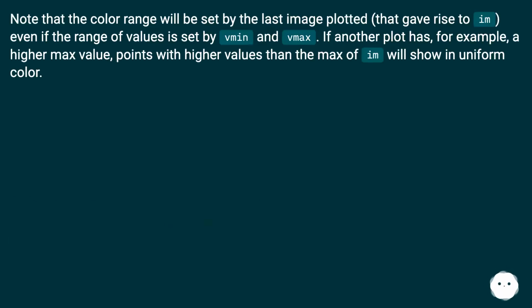note that the color range will be set by the last image plotted that gave rise to M, even if the range of values is set by vmin and vmax. If another plot has, for example, a higher max value, points with higher values than the max of M will show in uniform color.